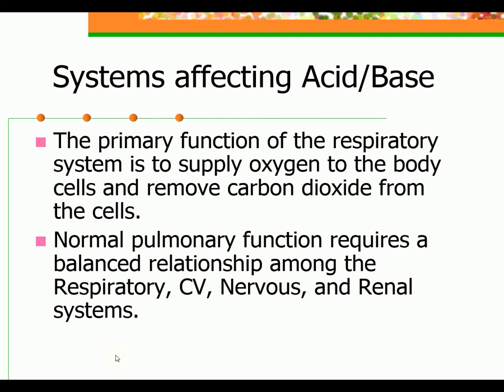So, what are the systems affecting acid-base balance? The primary function of the respiratory system we know is to supply oxygen to the blood cells and remove carbon dioxide. So this normal pulmonary function requires a balance between 4 systems: respiratory, cardiovascular, nervous, and renal. That was one of our true-false questions, and the answer was true. So respiratory, cardiovascular, nervous, and renal systems all have to be intact.